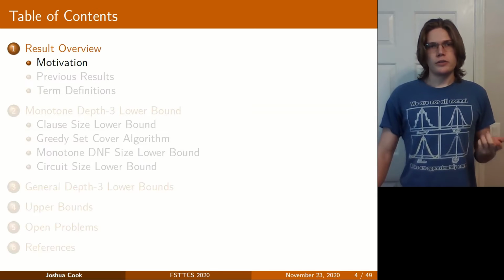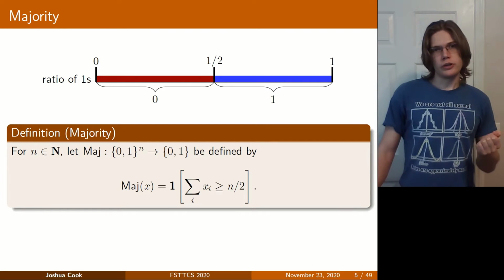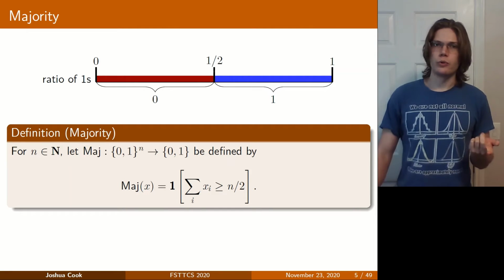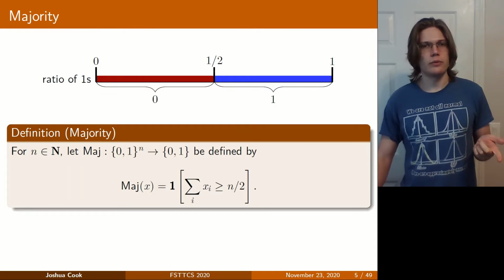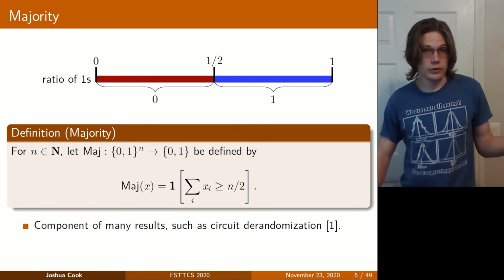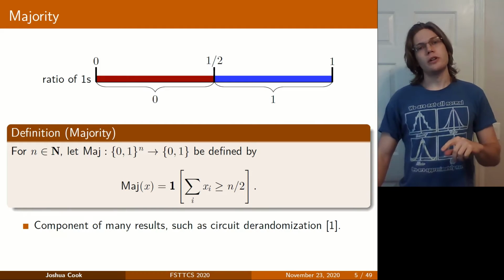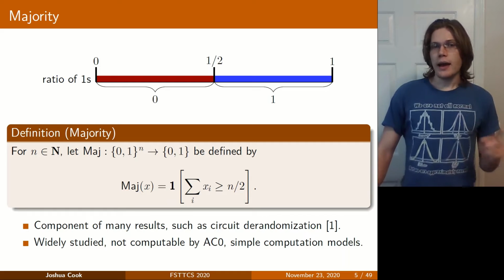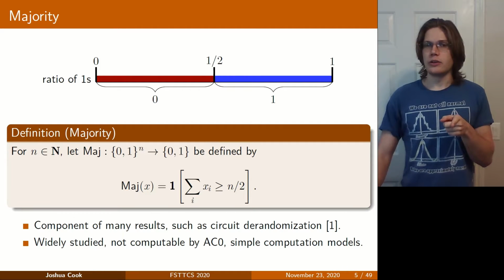So, first, let's talk about majority. Majority basically just counts the number of ones in the input, and if more than half of them are 1, it outputs a 1, and if less than half of them are 1, it outputs a 0. It's a component of many algorithms, and in particular, it's a component in circuit de-randomization. It's widely studied, and it's not computable by AC0 and other simple models of computation.